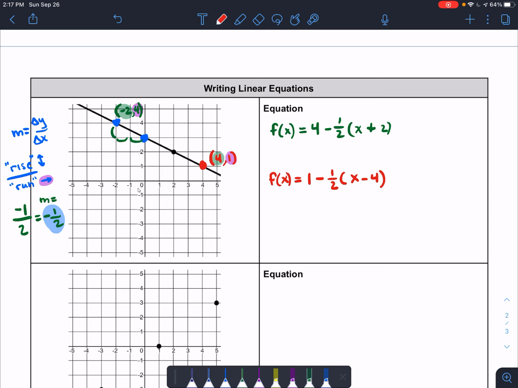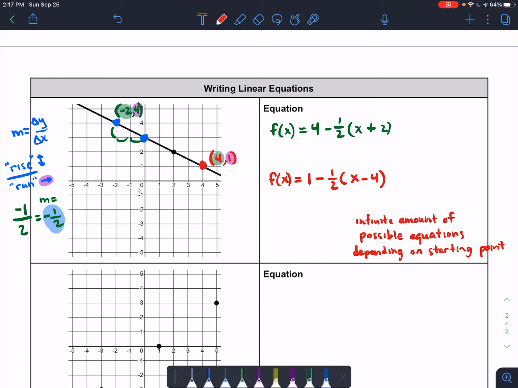Okay, so what I'm trying to get at is there are an infinite amount of possible equations, depending on which point you pick. An infinite amount of possible equations depending on your starting point. And it's just what feels good to you, all right?